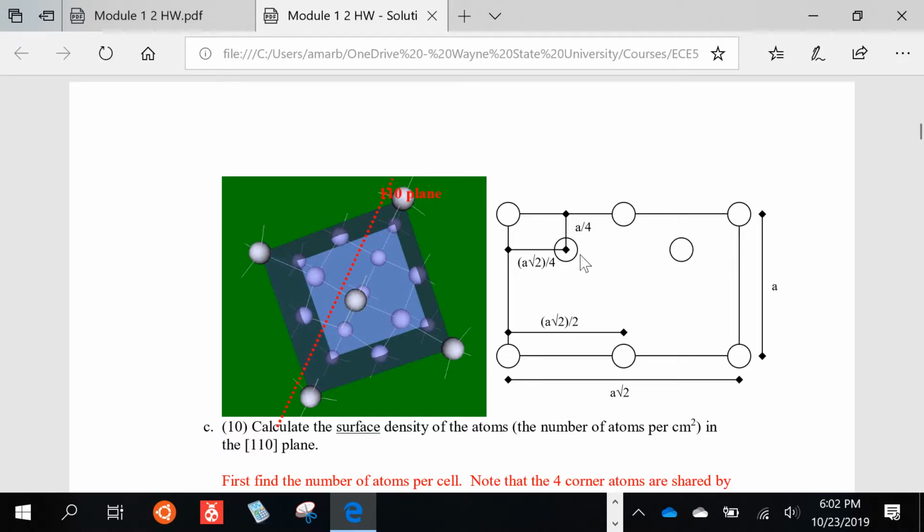2 of the interior atoms exist in this 110 plane. And the other planes in the same family, the 101 and the 011 planes, will all have the same area density because of the symmetry of the diamond lattice.